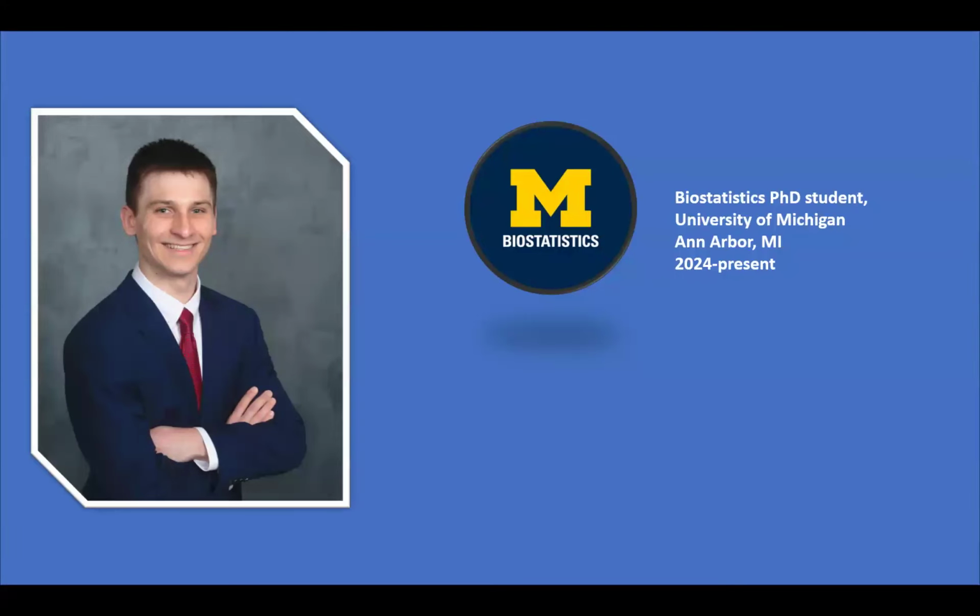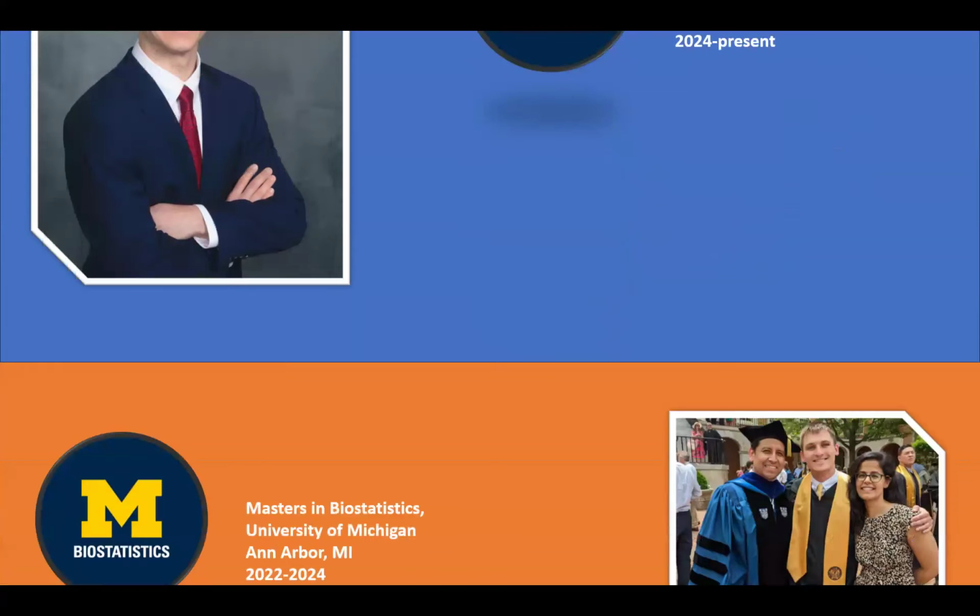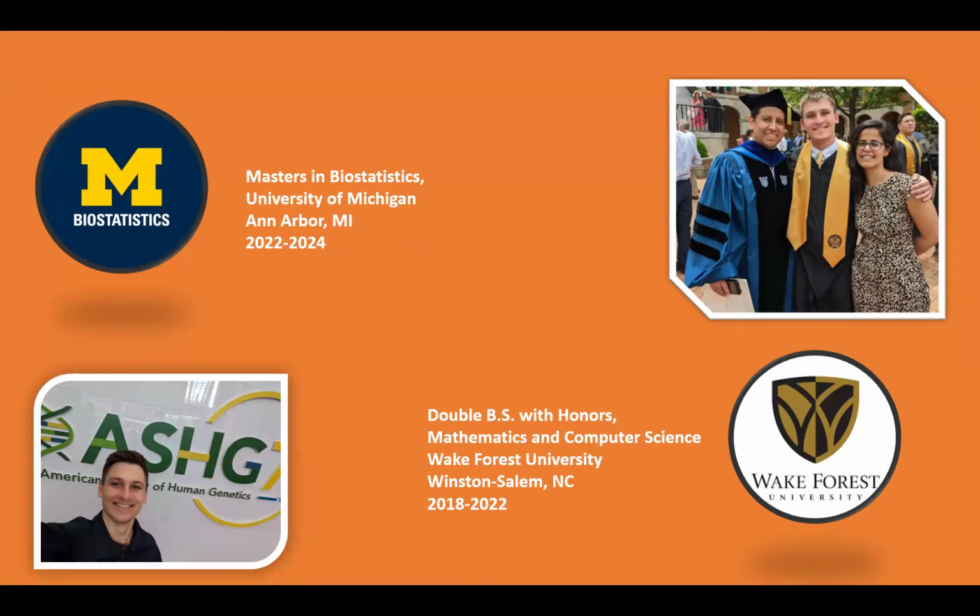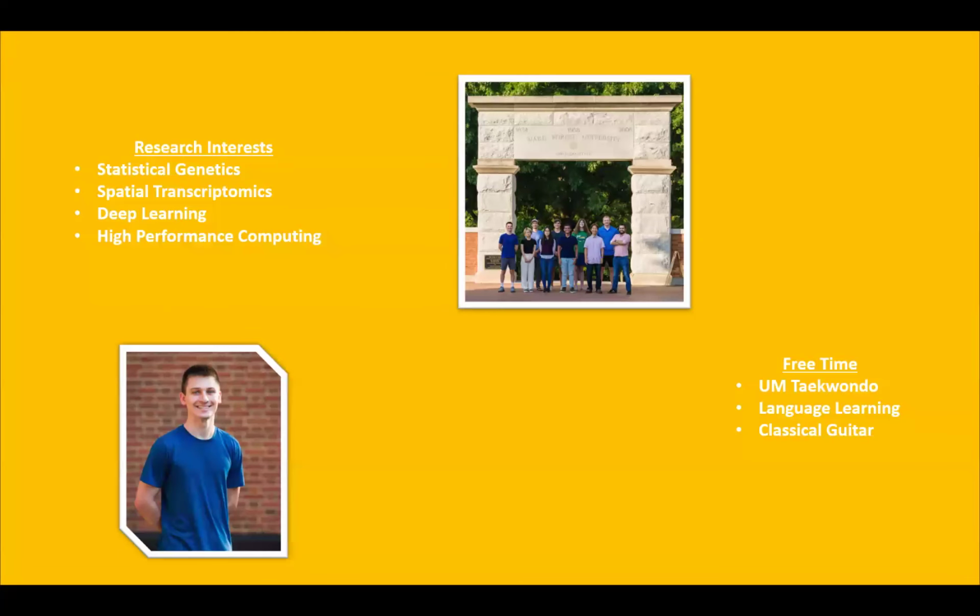I'll give a little bit of background about myself before I jump into things. Currently, I'm a PhD student in biostatistics here at the University of Michigan. Before that, I got my master's at the end of the summer. And before that, I was at Wake Forest University and I got a BS in mathematics and computer science. Research-wise, I do statistical genetics and right now more spatial transcriptomics work. I do deep learning and high performance computing focused methods in those areas. Outside of research, I do Taekwondo at University of Michigan State. I like learning languages and I play classical guitar.